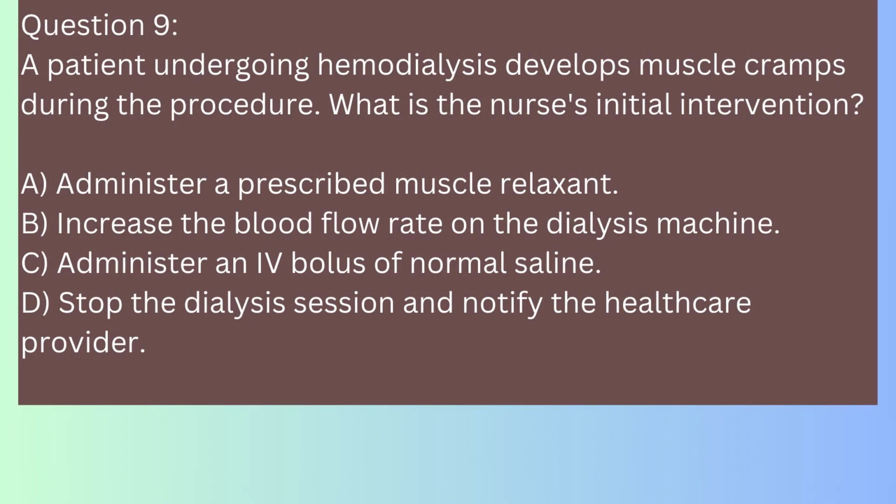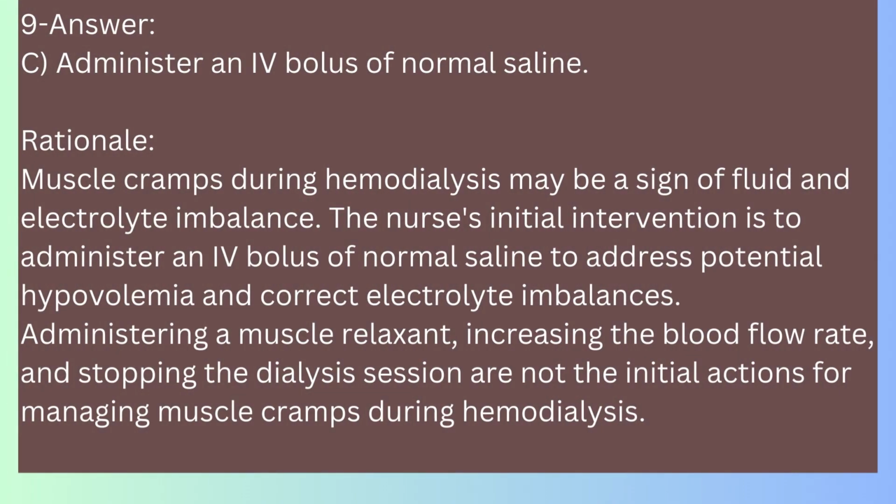Question 9. A patient undergoing hemodialysis develops muscle cramps during the procedure. What is the nurse's initial intervention? A. Administer a prescribed muscle relaxant. B. Increase the blood flow rate on the dialysis machine. C. Administer a bolus of normal saline. D. Stop the dialysis session and notify the healthcare provider. Answer 9. C. Administer a bolus of normal saline.